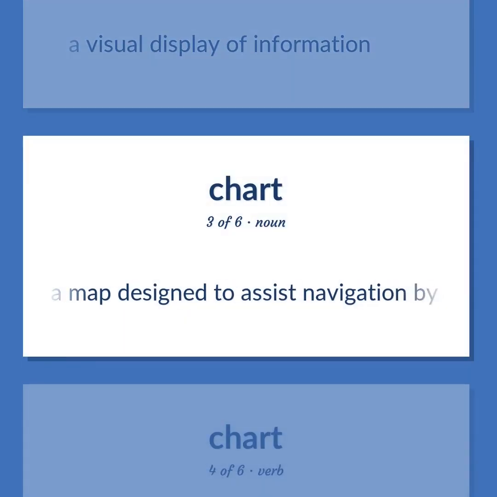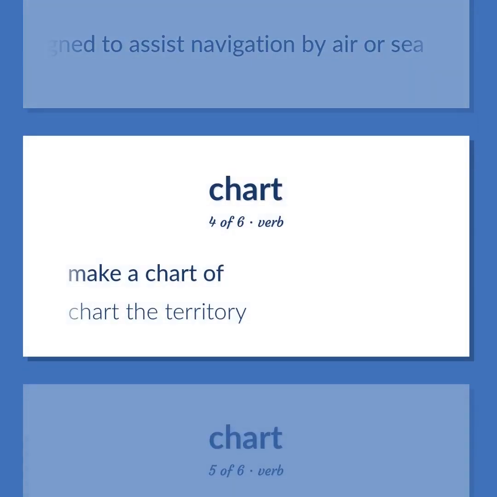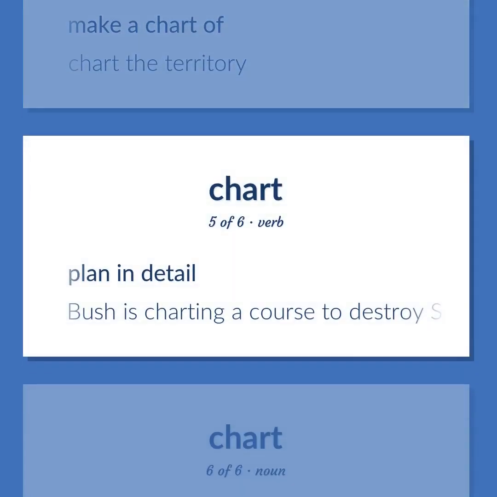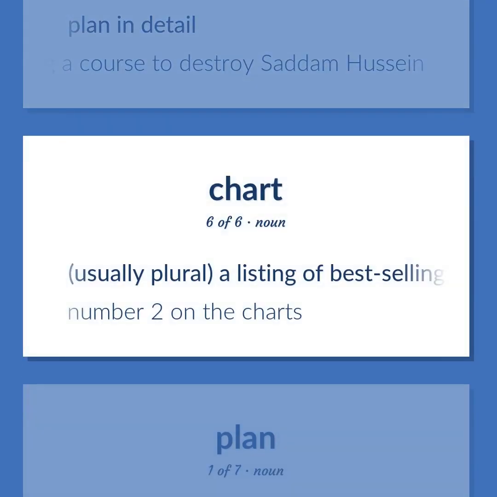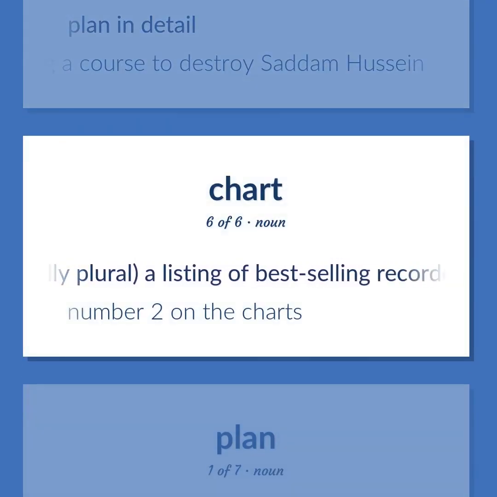A map designed to assist navigation by air or sea. Make a chart of. Chart the territory. Plan in detail. Bush is charting a course to destroy Saddam Hussein. Usually plural, a listing of best-selling recorded music. Number 2 on the charts.